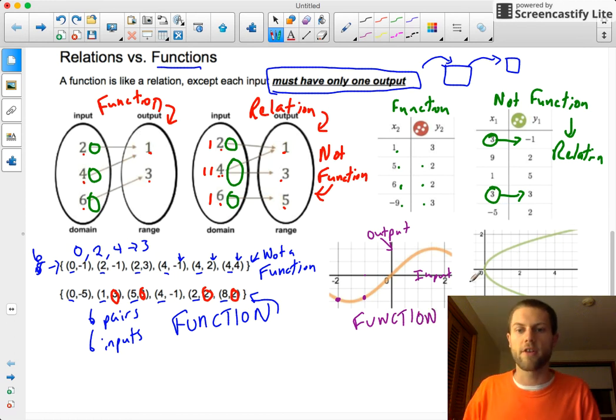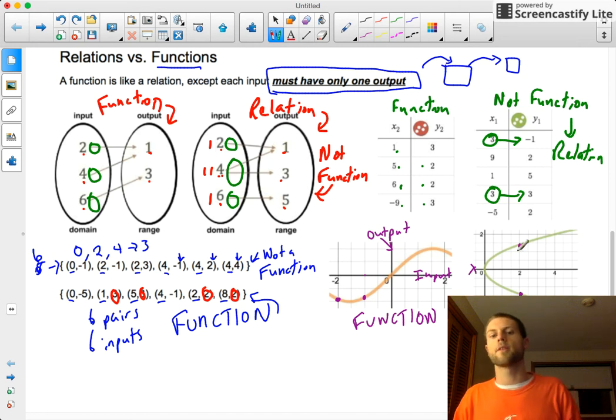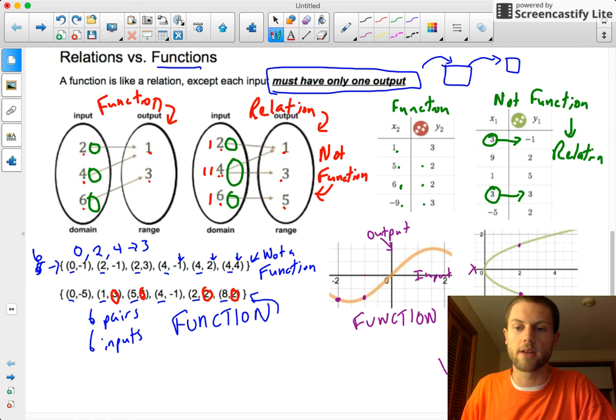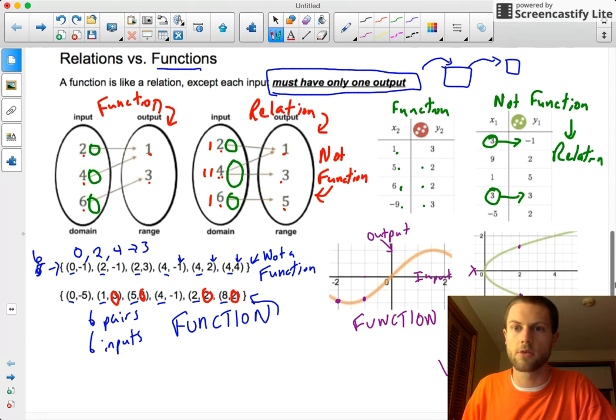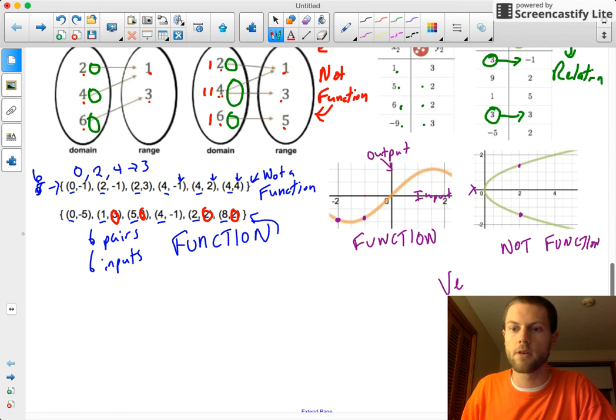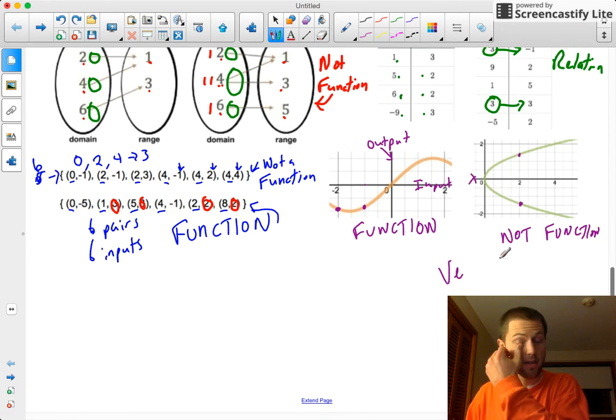Now let's take a look at this graph here. If I follow my inputs, my x-axis, and let's say I were to grab this input right here at 2. When x equals 2, the graph produces not 1, but 2 outputs. So this, in fact, will not be a function. And the shortcut for this type of graphical test, a graphical approach, is what we call the vertical line test. We'll talk about the vertical line test in the next video.